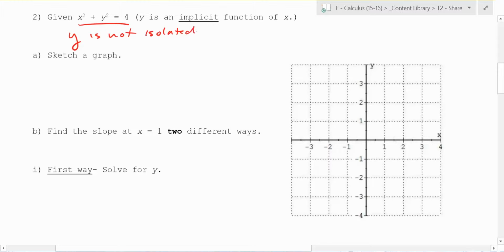If I asked you to make a graph of that, how could you go about making a graph of that? What's your default way of doing something to make a graph if you have no idea what to do? What can you always do? It was the first thing you ever did with functions. Solve for y? Nope. Not solve for y. Let's say, what could you do without solving for y?